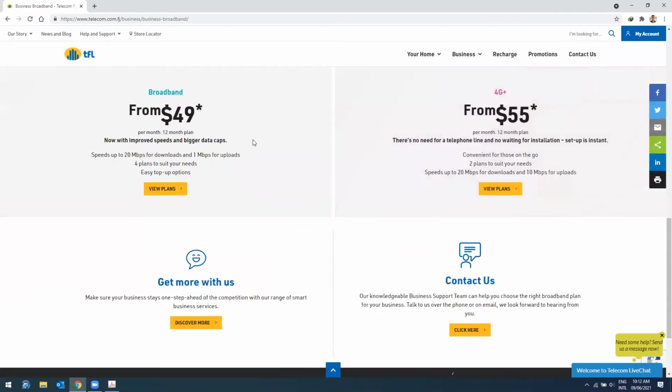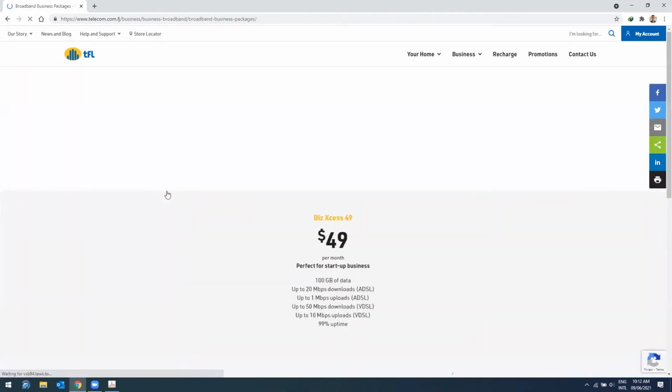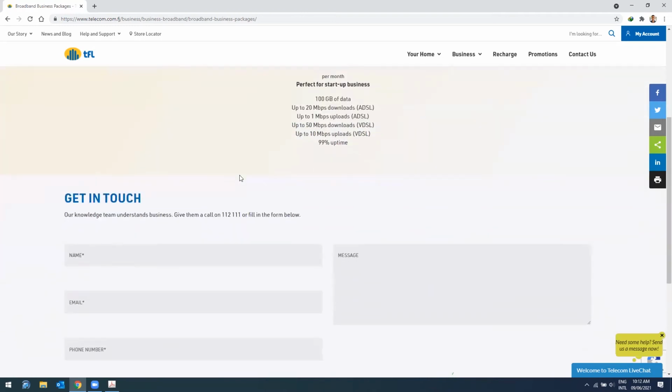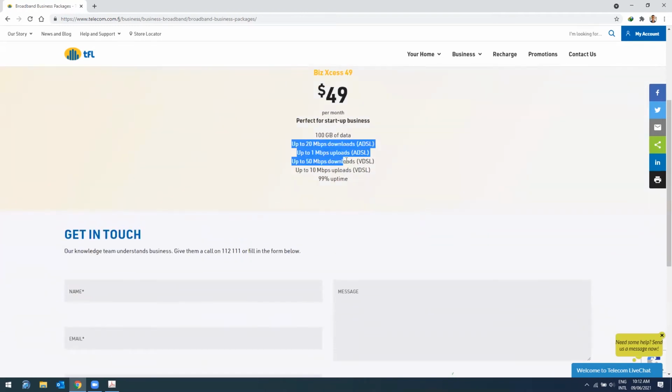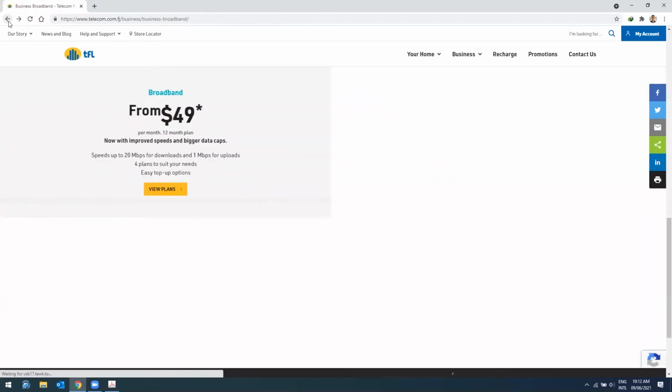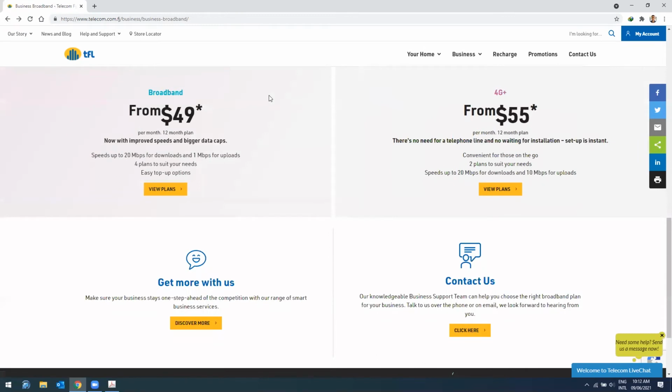Okay, so here you get broadband for $49 a month, with speeds up to 20 Mbps and 1 Mbps uploads. Four options to suit. So these are some of the options they give. For a small business, this is what they recommend, for a small business running approximately, say, 5 users. So this should be sufficient.